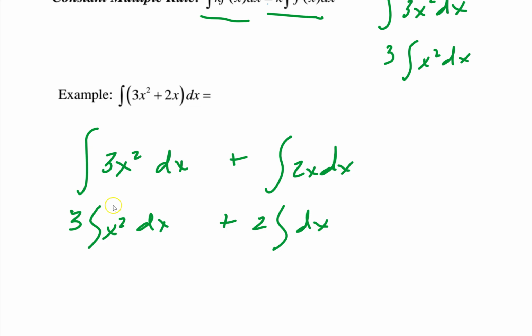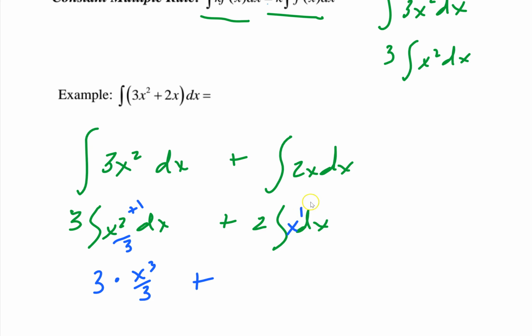Then we can integrate this. Remember the way you integrate it? You add 1 to the power, divide by a new power. It's the power rule. So I'm going to get 3 times x cubed over 3 plus, I forgot the 2 here, the x here.